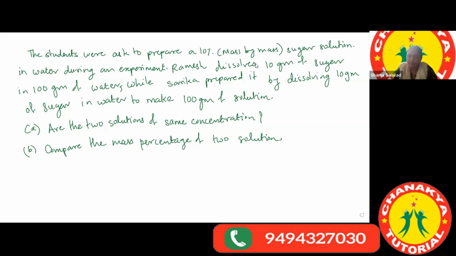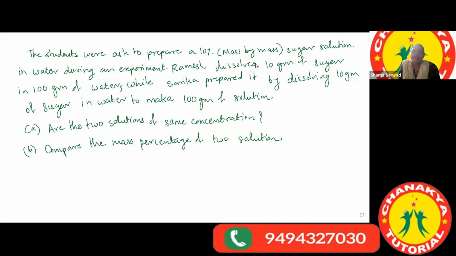It's really very easy. In the first case, Ramesh took 10 gram of sugar and added it into 100 gram of water. So 10 gram sugar becomes your solute and 100 gram of water becomes your solvent. So mass of solution would be 100 plus 10, equal to 110. So mass of solute and mass of solution are there with you in the case of Ramesh, and you can calculate its concentration, whether it is a 10% solution or not, right?